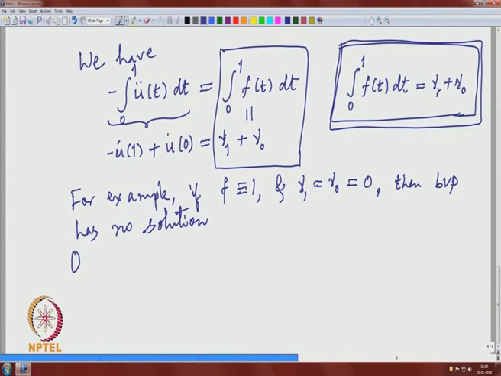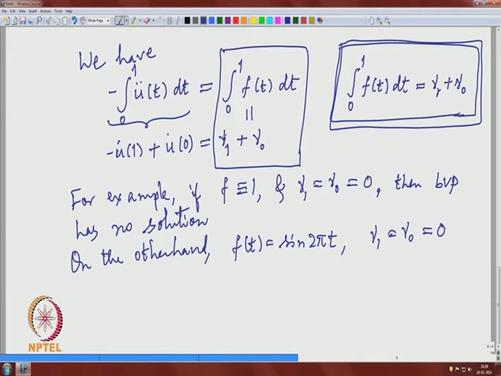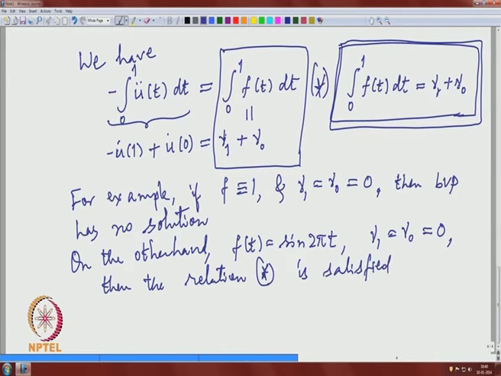On the other hand, if I keep the boundary condition the same, and now I take f(t) equal to sin 2 pi t, gamma 1 equal to gamma 0 is 0, then certainly that relation, call it star, is satisfied, and we have many solutions.